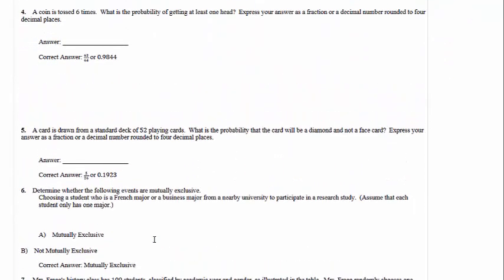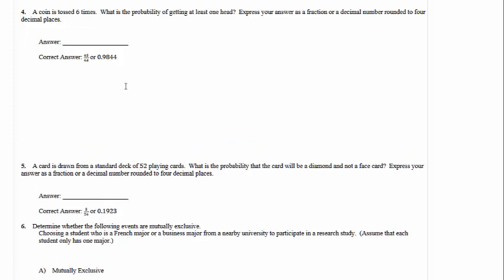Let's make some space so we can work. A coin is tossed 6 times. What is the probability of getting at least one head? Express your answer as a fraction or decimal rounded to 4 places. Okay, so here you can use a little multiplication.